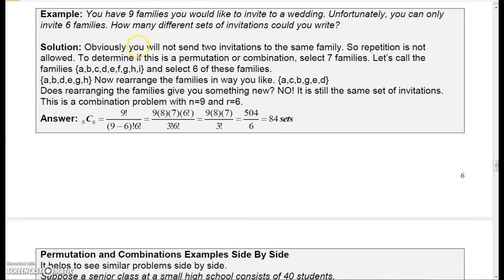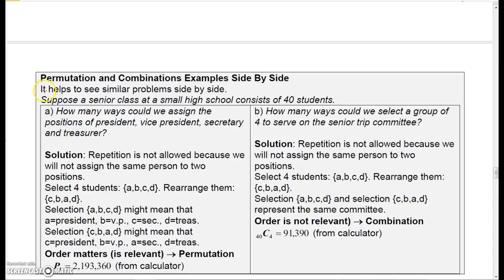Here's an example. You have 9 families you would invite to a wedding. Unfortunately, you can only invite 6. How many different sets of invitations could you write? Well, this example is actually a combination problem because you have 9 families and you can only choose 6, and the order doesn't matter. They're not going to be ranked in any order or anything like that. So you just want to know how many possible choices you have, so you just calculate 9 choose 6 and get 84.